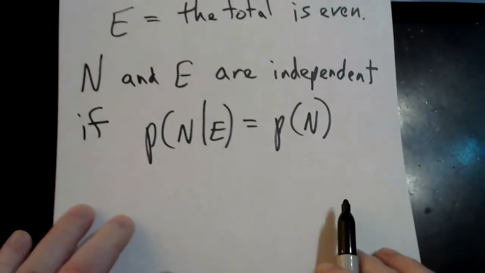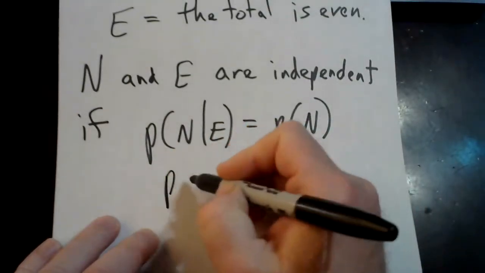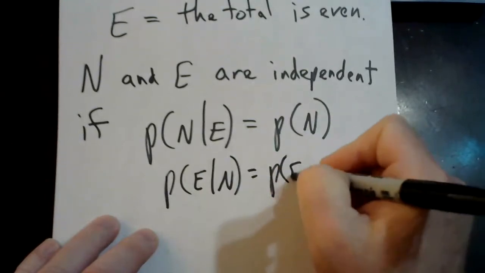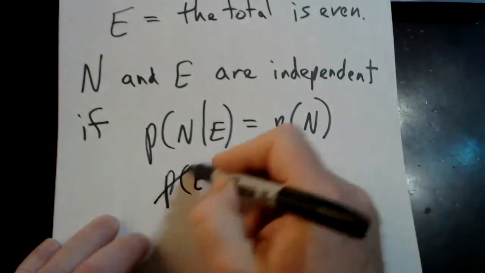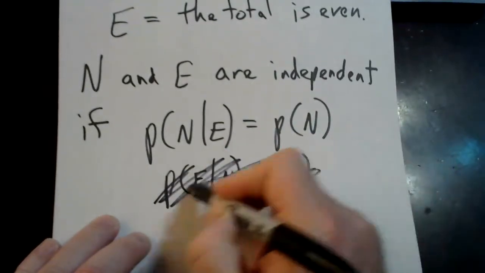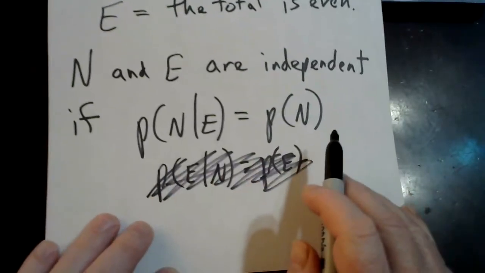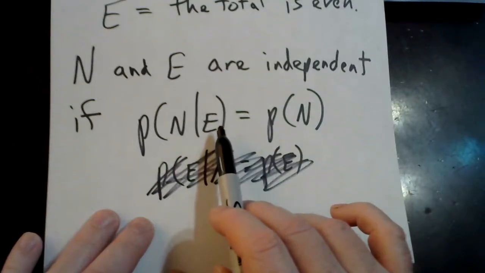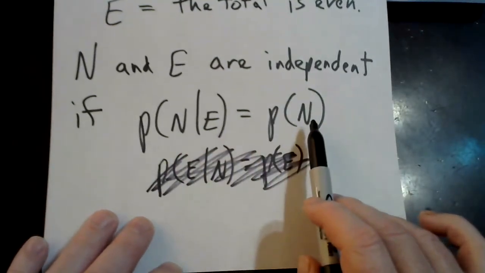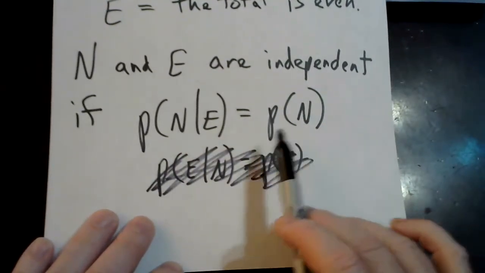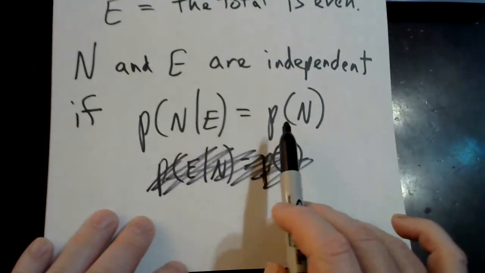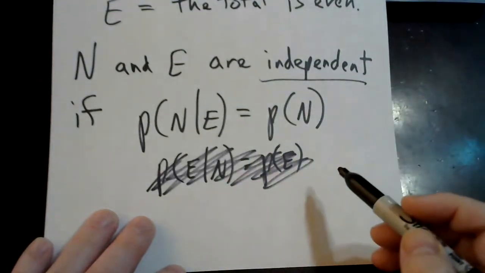All right. By the way, you could also define it like this. The probability of E given N is the same thing as the probability of E. So you can kind of switch them around, but I don't want to confuse you. Well, let's just think about this for a second. This basically says the probability that N happens given that E happens is exactly the same thing as the probability of N. And that kind of suggests that it doesn't matter whether E happens or not. The probability of N is the same either way. That's why they call those independent events.